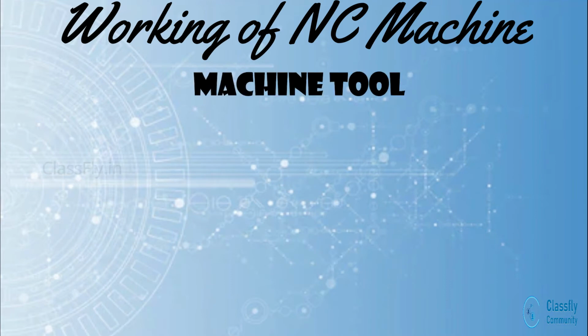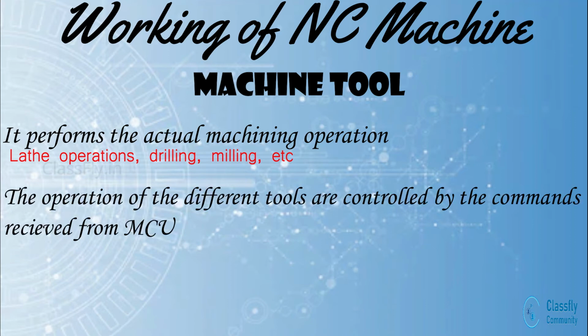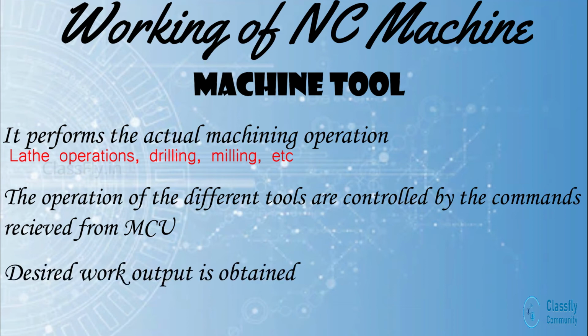Next, we have the machine tool. Well, the machine tool performs the actual machining operation. The operation may include a lathe, a drilling machine or a milling machine. The motion of the different tools which are consisted here are controlled accurately by the commands which are received from the MCU. Hence, the desired work output is obtained when the machine tool performs these operations based on the commands it has received from the MCU.